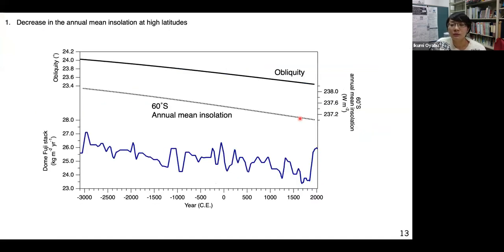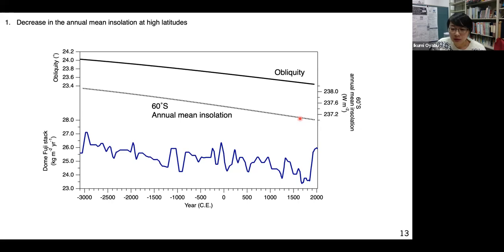We explored possible causes for the long-term decreasing trend. The first obvious candidate for the long-term change is the decrease in annual mean insolation at high latitude. This may cool the ocean surface and atmosphere over the Southern Ocean and Antarctica, which leads to reduced evaporation and atmospheric moisture content, and a decrease in the snow accumulation over the Antarctic inland.